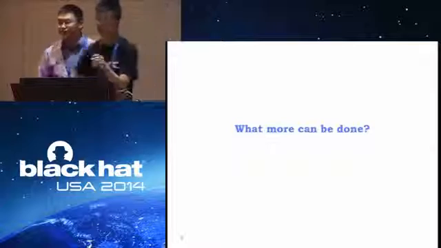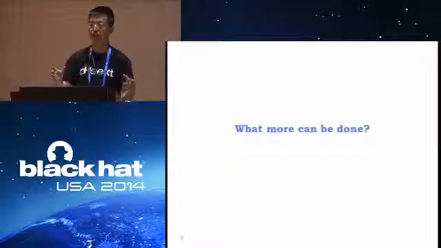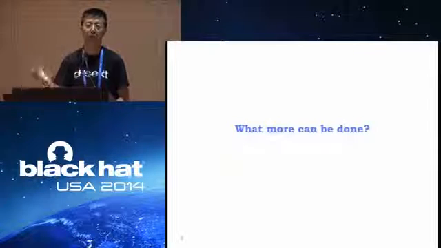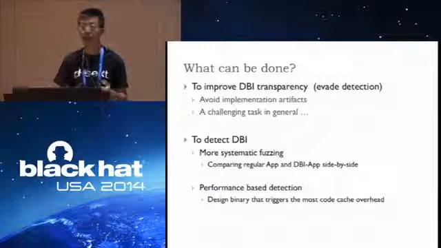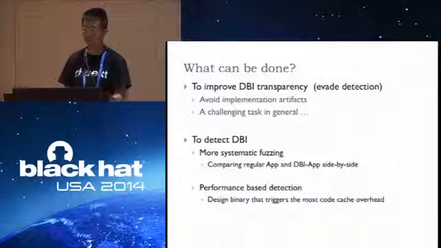Right, so let me give a quick summary about what's going on here. We already gave an overview about DBI and the transparency feature. We showed about 5 examples of how you can detect DBI. Now, what can we do from there? You still have to look at it from both the attacker's point of view and the defense point of view.